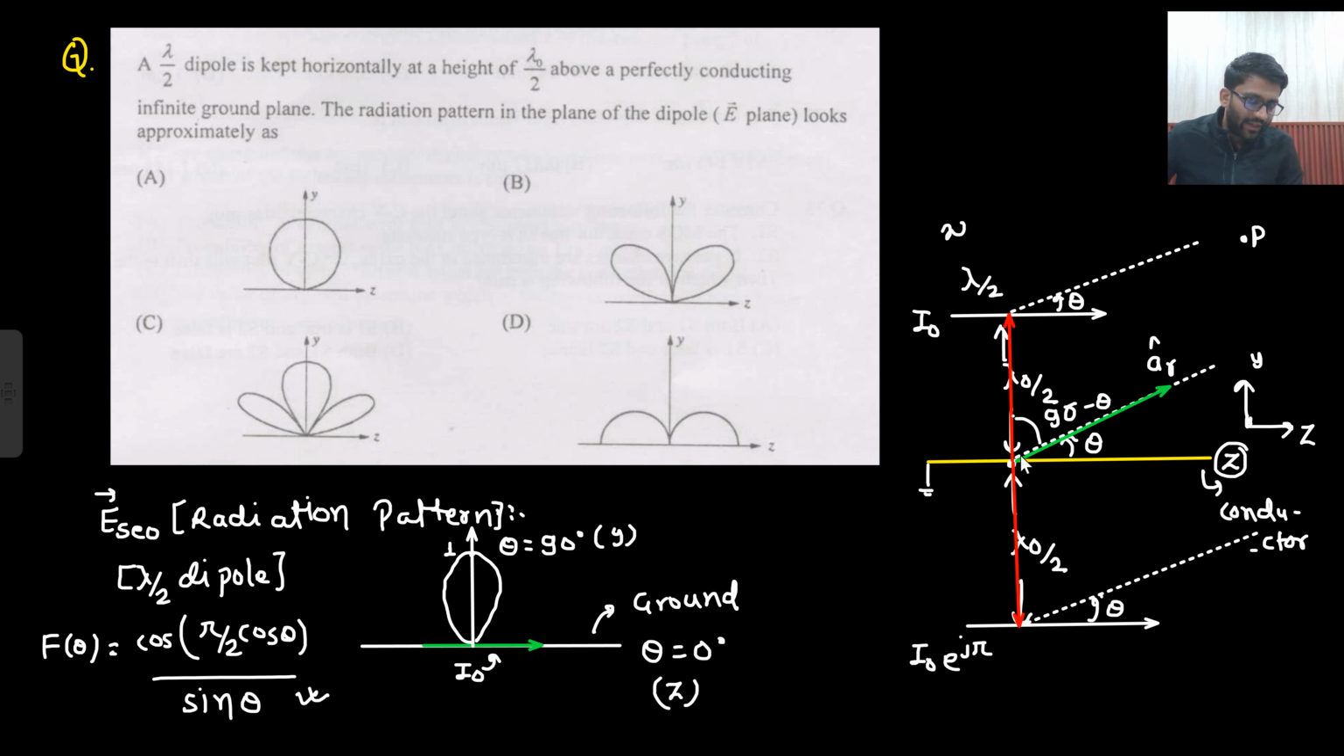And what is the angle between the lambda naught by 2 a_R cap vector and this vector? What is the angle between both of them? The angle is 90 plus theta. So let me make it in a better manner. The angle between both of them is 90 plus theta.